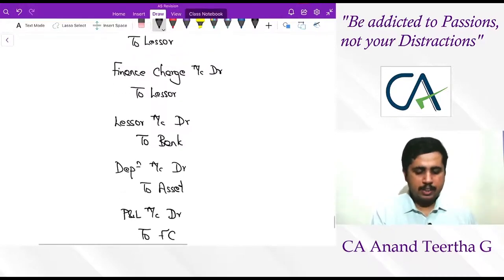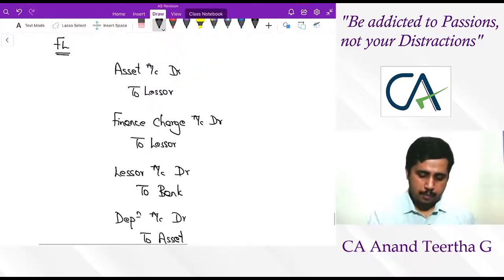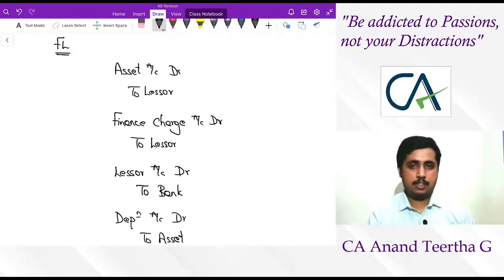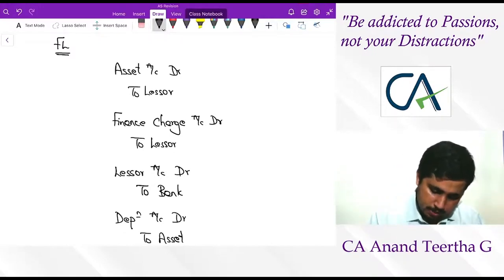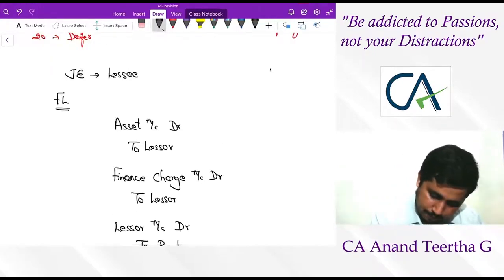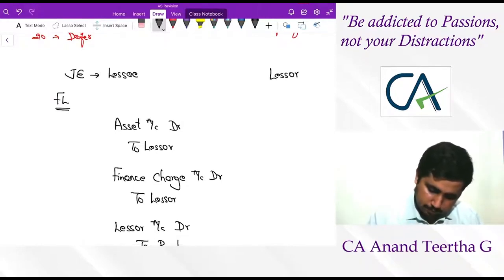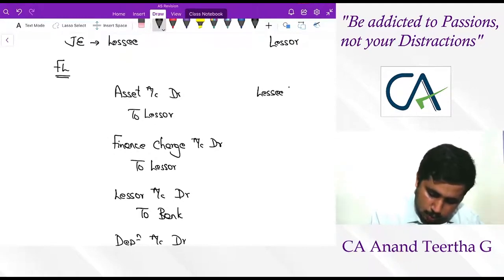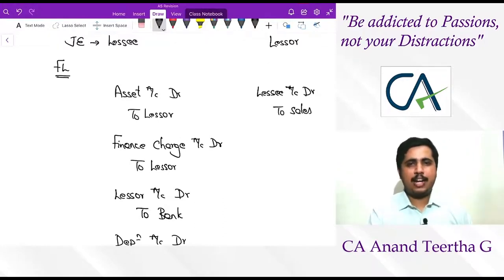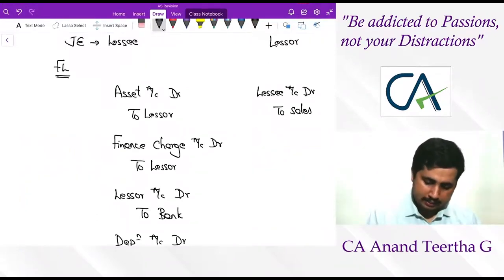The opposite will be considered for operating lease, and in the books of lessor, the opposite. So how will you do it? Say if it is lessor books, first it will be lessee account debit to sales. Most of the time, this will be considered as sales itself. They may show it as sales under lease, but I'll consider it as sales.